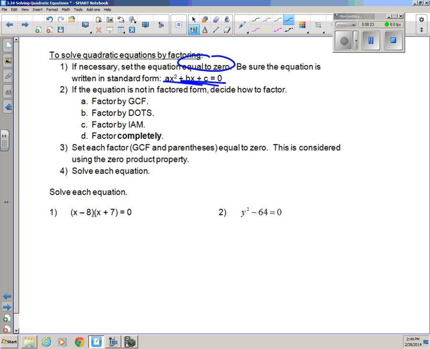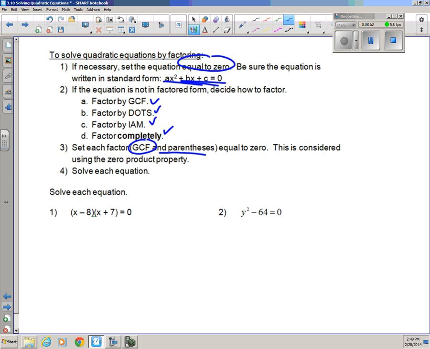If you're not factored already, decide how to do it. You're either going to factor by GCF, by dots, by IM, or you're going to factor completely. At this stage of the game, you should know how to do all this super fast. Set each factor. It might be a GCF, it might be a parentheses, a binomial factor, but set every factor equal to 0. That's how you're trying to use a zero product property. And then you're going to solve each equation, and you're only looking to solve for variables, okay?